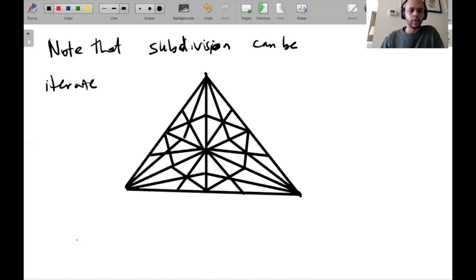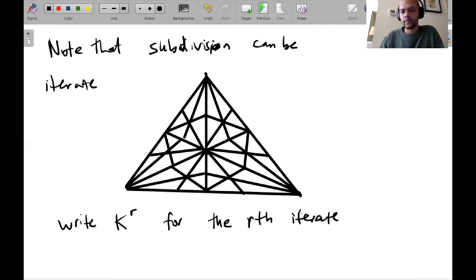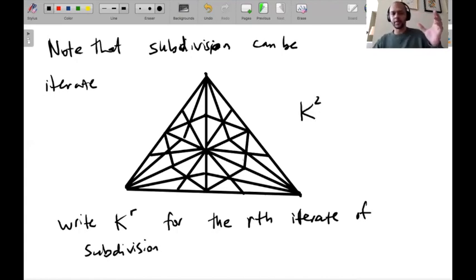Right, so we'll write K^r for the rth iterate of subdivision. Okay, so this is like K^2. You start with a single simplex, you divide it once, and then you divide it again. And the main thing to notice is, yeah, the diameters of the simplices are getting smaller. That's an important property of this subdivision.